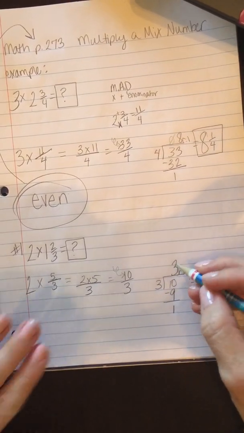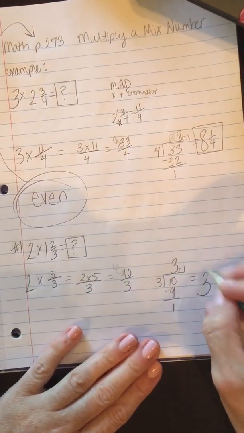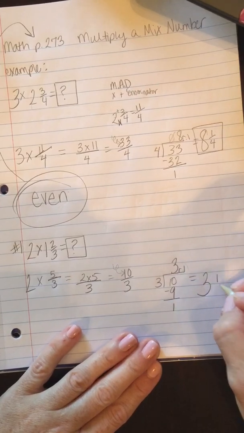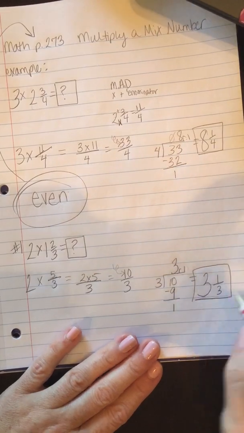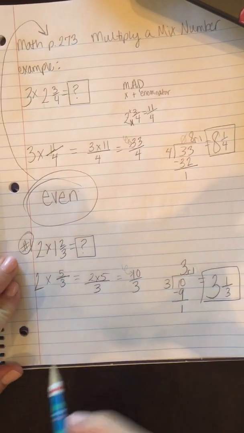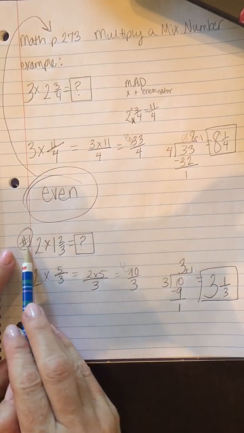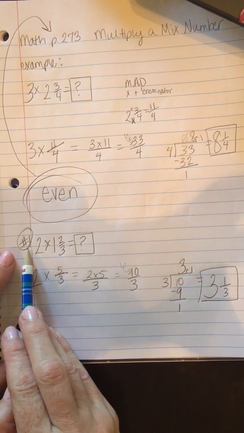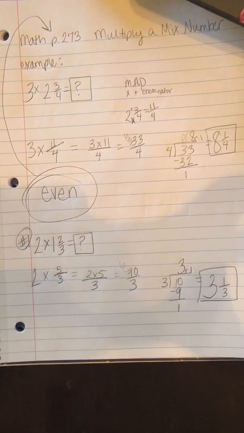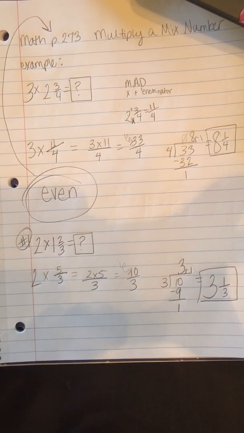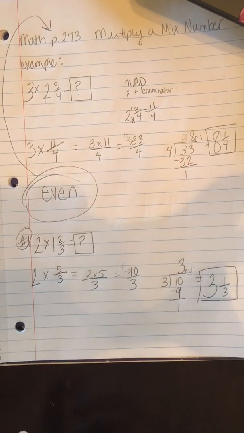So my answer equals, this is my whole number, 3. Your remainder is your numerator, 1. And then you keep the same denominator, which is 3. So this is how I worked number 1 on page 273. You're going to go through on page 273 and you're going to work the even number problems. So you're going to be working problems number 2, 4, 6, 8, 10, 12, and 14.